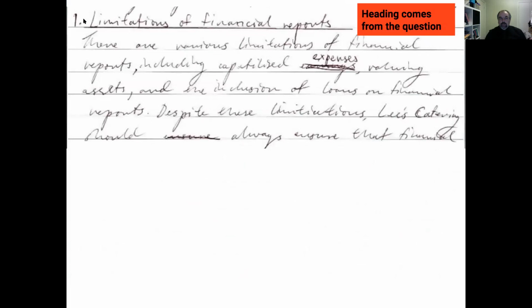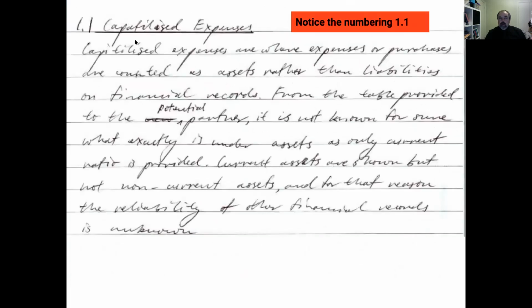Our first heading, notice the numbering. Number 1, limitations of financial reports. There are various limitations of financial reports, and then it lists them: capitalised expenses, valuing assets, etc. So just to show you what a report looks like. Then when we're breaking that down, so we're going 1.1, looking at capitalised expenses. Okay, so then they're looking at that. And later on, you might like to stop and have a look at and read the answer, it's basically looking at the cause and effect, like what is the limitation of a capitalised expense on the business.